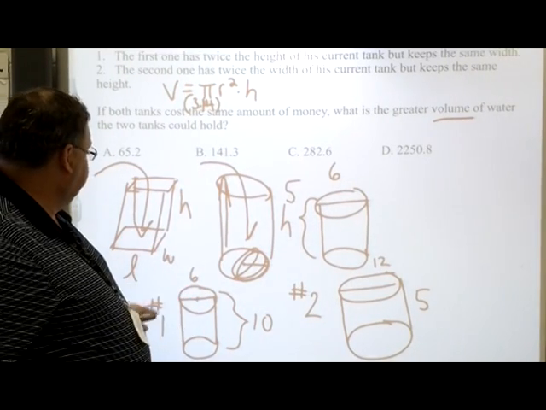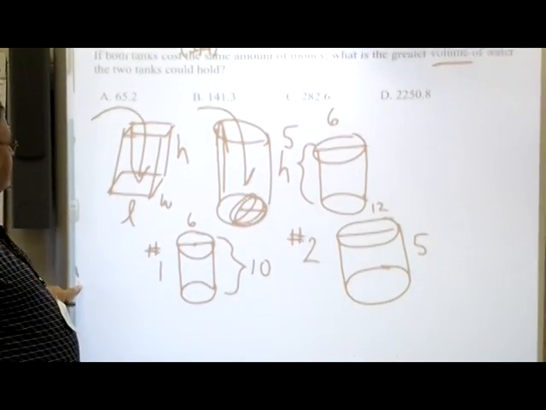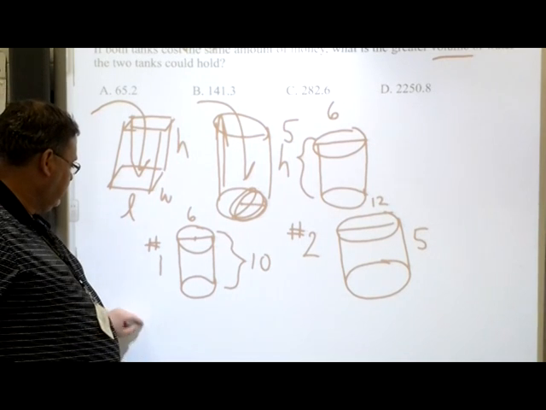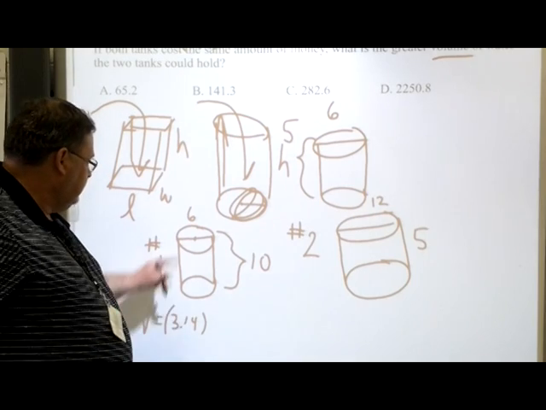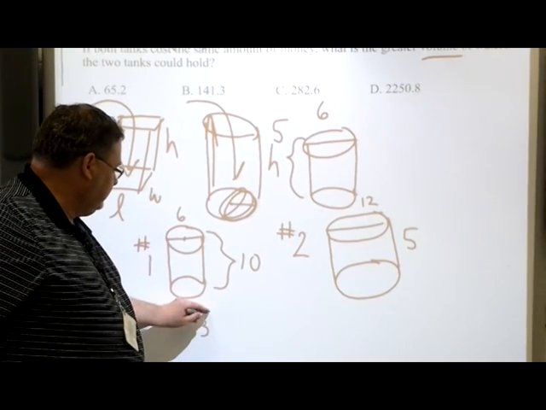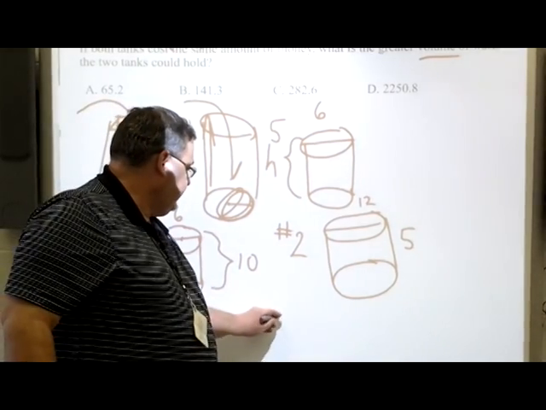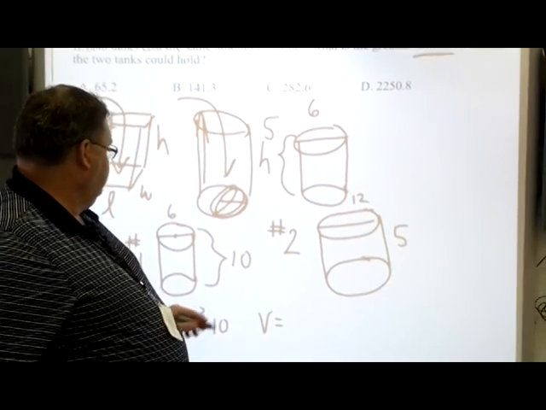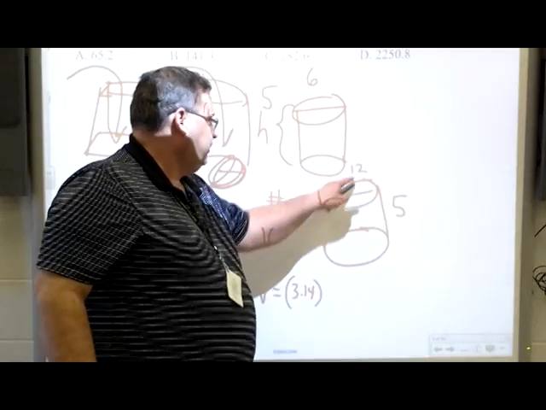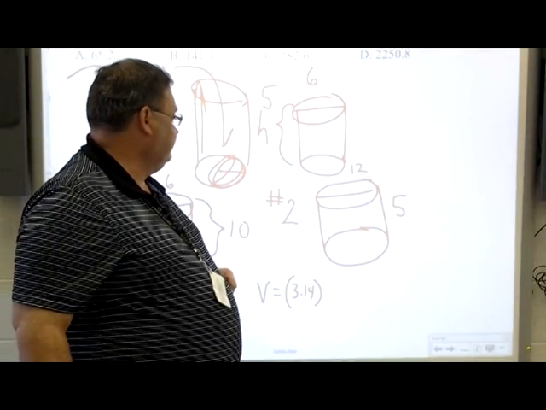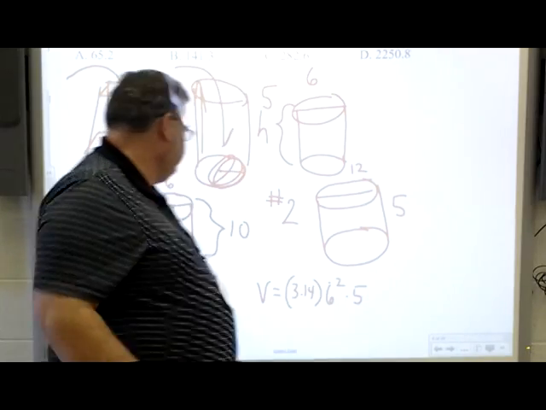So for tank 1 then, the volume equals 3.14 times the radius squared, or 3 squared, times 10. And tank 2, again using our formula, is 3.14. My radius, half of 12 is 6, so it's going to be 6 squared times 5.